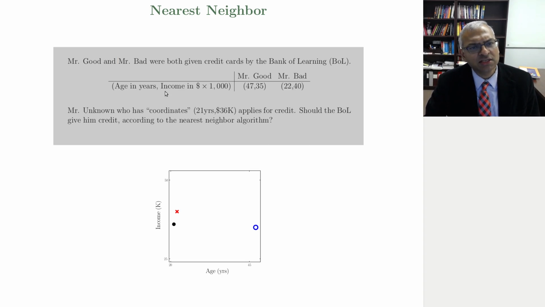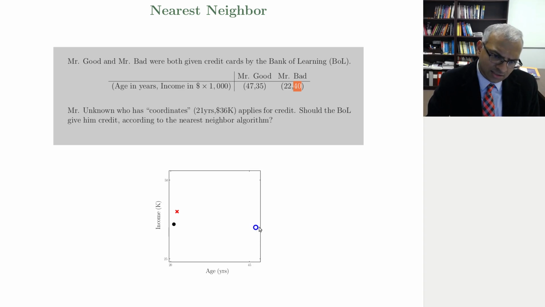I'm showing you the age in years and income of Mr. Good and Mr. Bad. Age in years is 45 years, and income is in K, thousands of dollars, so income is 35K. Mr. Bad is 22 years old, with income 40K. We can plot this data in the picture below. You can see that Mr. Good paid off his credit. His age is 47, and his income is 35K, and that's the blue circle. Mr. Bad's age is much lower, 22, closer to 20, and he has a higher income of 40K, and didn't pay, so that's an X.